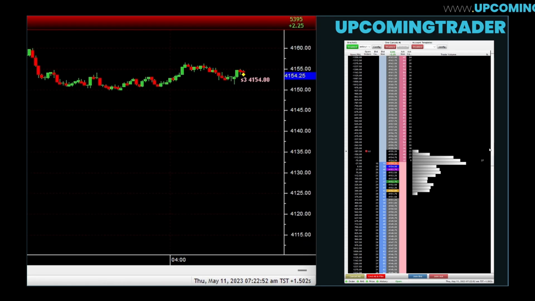The resistance at $80 and the support at $70 form the double top pattern. If the price drops below $70, this confirms the pattern, indicating a potential downtrend.